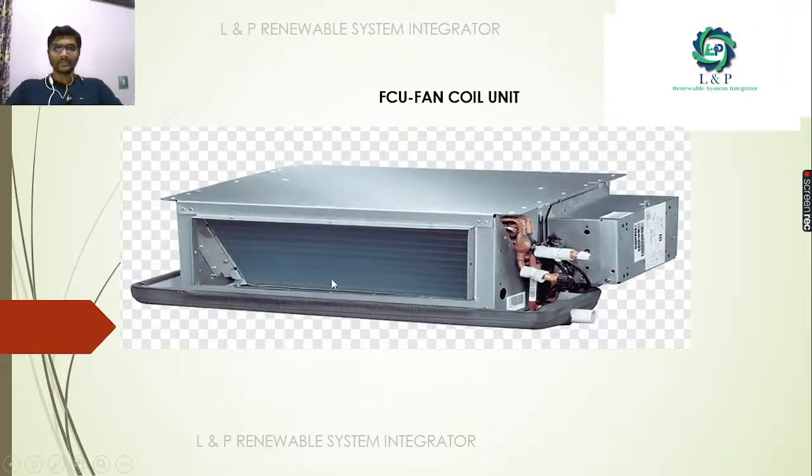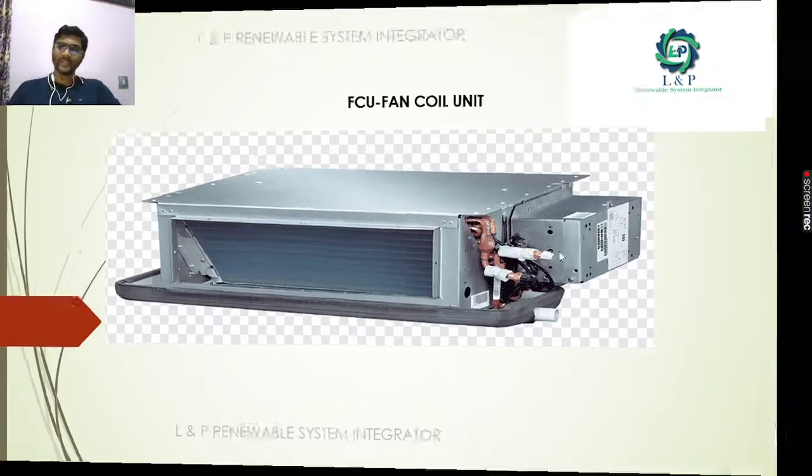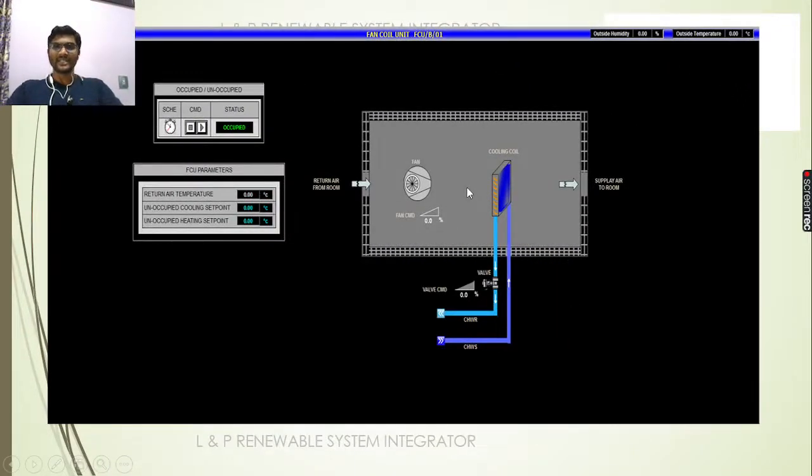So as I told earlier, this is a fan coil unit. This is the electrical part of the FCUs, and this is a cooling coil with the supply and return line of the cooling coil. So this is one of the sample typical FCU graphics. Okay, so this is a fan.